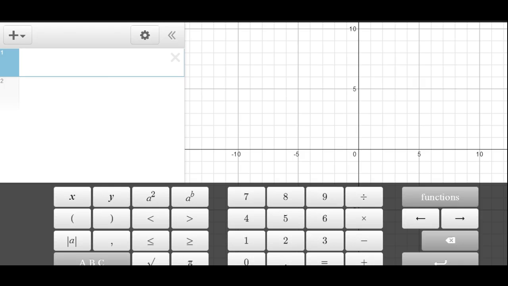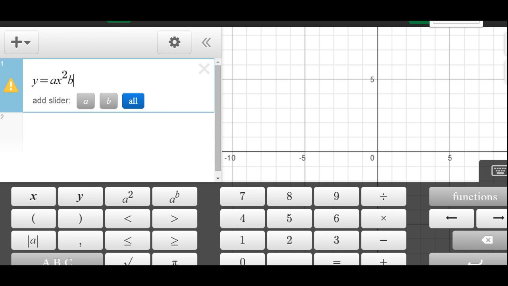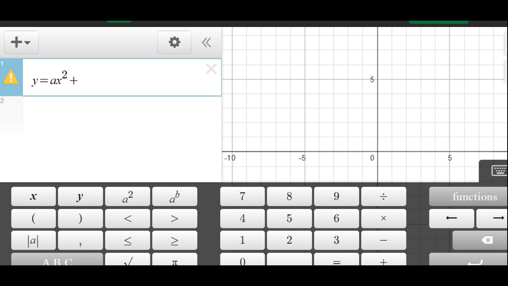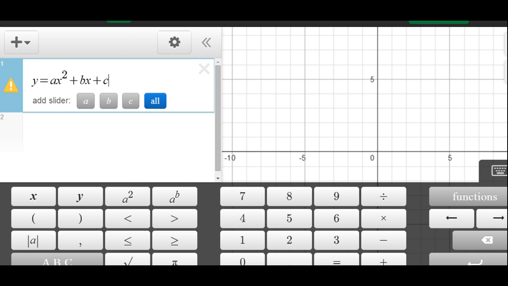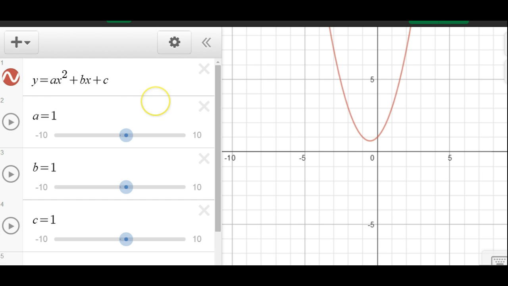Okay, so I'm going to go here, I'm going to type in y equals ax squared plus bx plus c. And notice here it says add slider, right? And I'm going to say add a slider for all, a, b, and c. So what that does is allow me to change the values of a, b, and c just by grabbing it and sliding it along. On your graphing calculator, you would have to regraph each time, right? Like you'd have to go in and write y equals x squared.